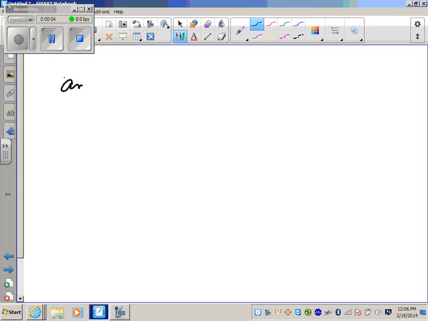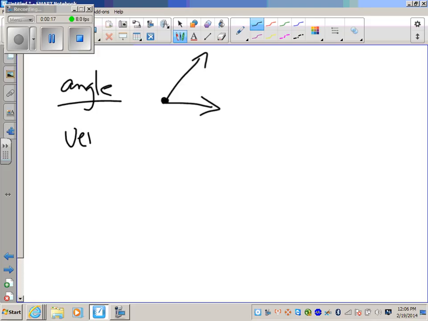First thing was angle, and that's two rays and a vertex. They share a common vertex, okay? And this here, the vertex, is that common endpoint. That common endpoint of both rays is known as your vertex there, okay?